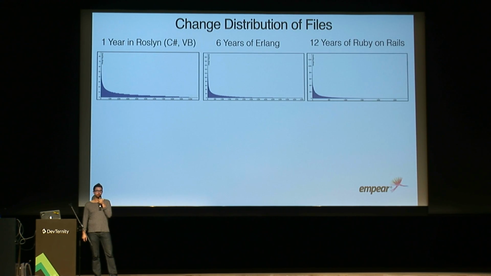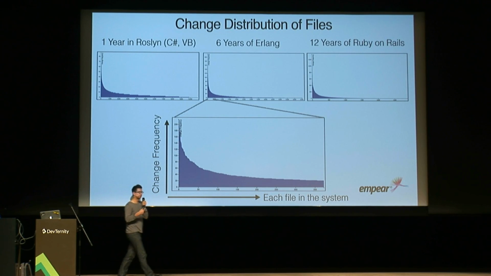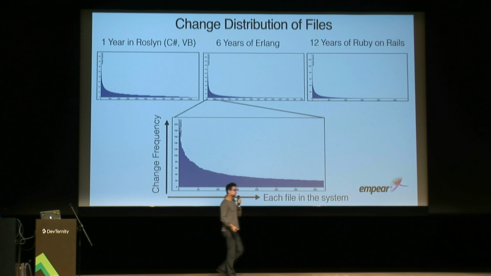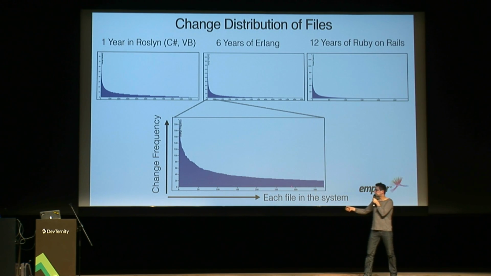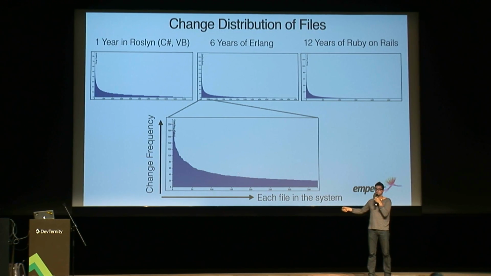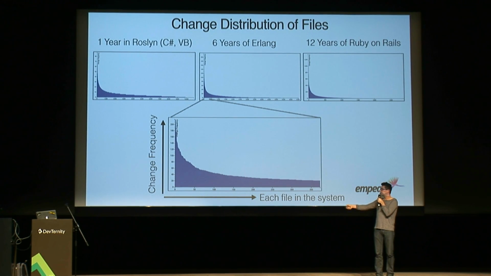Please have a look at the following graphs. Each one of them shows exactly the same thing. On the x-axis, you have each file in your system. And those files are sorted according to the change frequency, which is the number of commits. How many times have you made a change to that particular file? And the number of commits is what you see here on the y-axis.